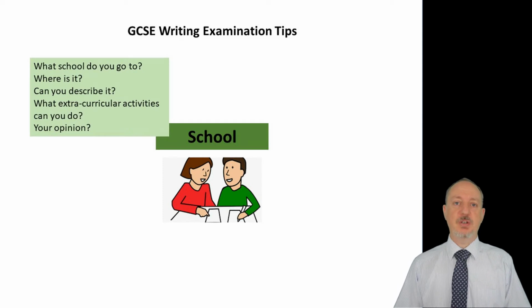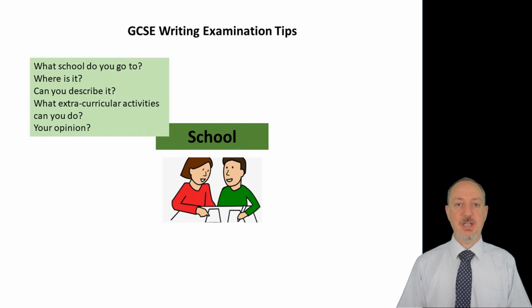So, the first thing you might be asked is, where do you go to school? And you'd be asked to give a description. So you need to give lots of details, such as the location, where is it? You might be asked to describe the buildings, what facilities are there? You might also be asked to include things like, are there any extracurricular activities or clubs? And definitely make sure you include both positive and negative opinions and give reasons for them.